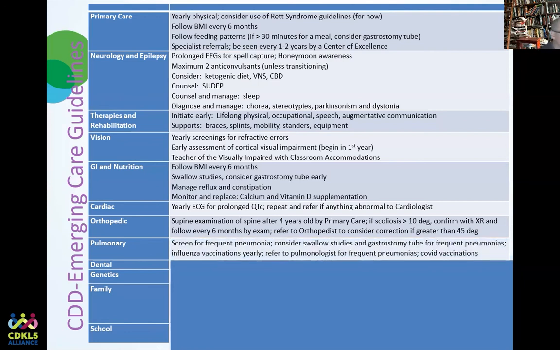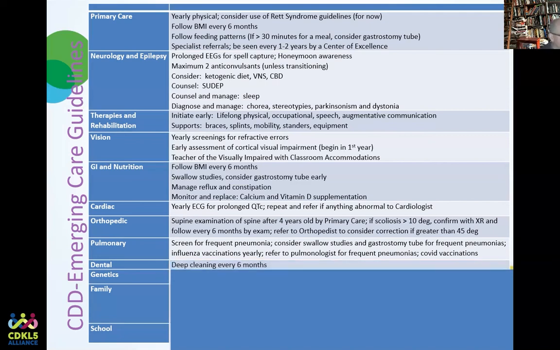For your pulmonary specialist, but also for your primary care, there should be a screening and questions for frequent pneumonias. And if these are occurring, then consideration of swallow studies and possible gastrostomy tube if frequent pneumonias are taking place. I think an influenza vaccination should happen yearly. As I said, refer to a pulmonologist for frequent pneumonias. And then COVID vaccinations should be considered once they're approved, depending on the age, for both the individual as well as family members.